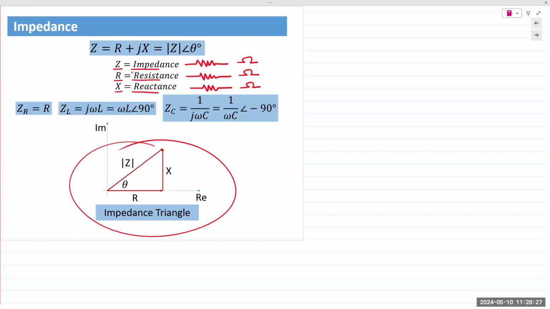As we see in the mathematical expression here, it depends on the frequency. The impedance of the inductor and the impedance of the capacitor depend on the frequency. And I will explain how and why.